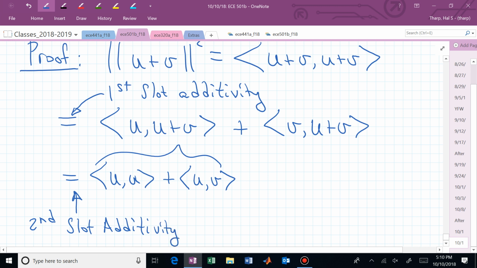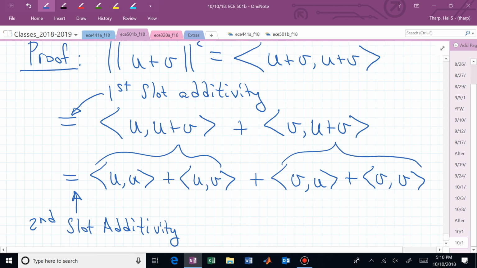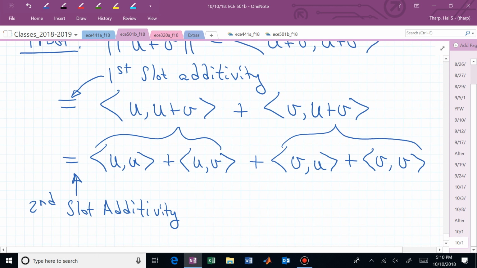And that worked so nice, let's do it again. So now we can do it again with the second one. So now I have v with u, inner product, plus v with itself. And this now is using the additivity of the second slot as well.